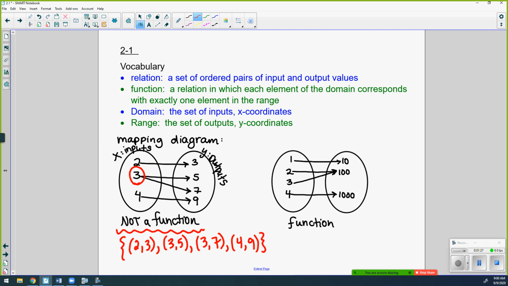On the right, this mapping diagram here does represent a function because every x value maps onto 1 unique y value. So every x gives you only 1 y value. So if we were to think about this in terms of a set, our first ordered pair would be (1, 10), which is going to be a unique point. We'd also plot (2, 100), and then we'd go over to 3, up 100, and then our last ordered pair would be (4, 1000). So this set of ordered pairs does represent a function because each x maps only to 1 y value.